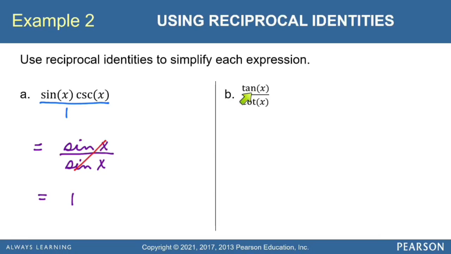Let's look at part B. Here we have tangent of x divided by the cotangent of x. So again, let's follow our strategy of rewriting cosecant, secant, and cotangent in terms of sine, cosine, or tangent. So this time what I'm going to do is leave this tangent of x in the top of this expression, and I'm going to rewrite cotangent of x from the denominator as tangent of x in the top. So now I have tangent of x times tangent of x, which is tangent squared.